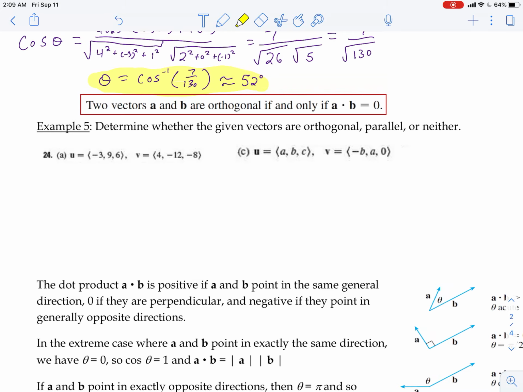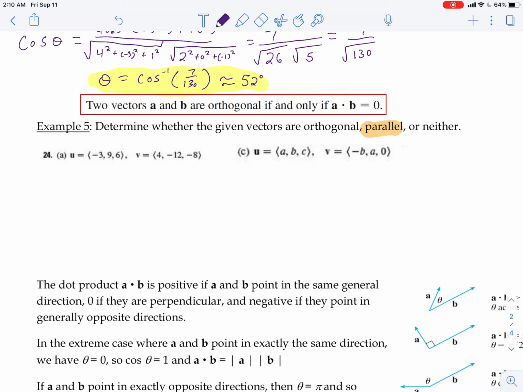In order for them to be parallel to each other, that's something that we talked about last class. In order for 2 vectors to be parallel, they're going to be scalar multiples of each other. So we don't have to do the dot product. We can just look and see if they're scalar multiples of each other. And if they're not scalar multiples of each other, or we get a dot product that's not 0, then it's neither. So let's go ahead and look at 24.